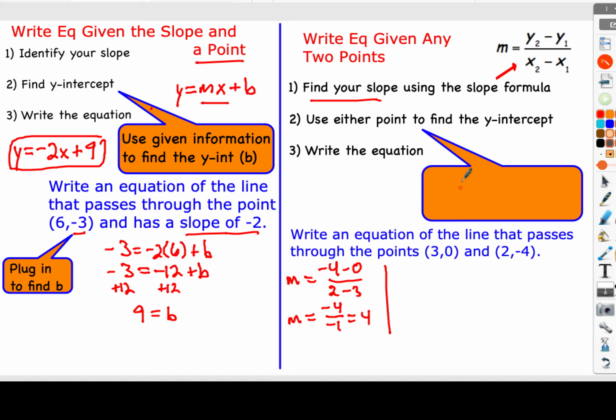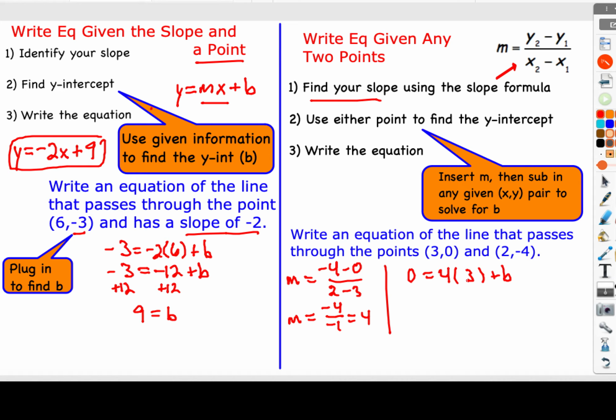Again, take either of the two given points. It doesn't matter which one. Insert m. So we're going to do that in a second. y equals m times x plus b. I can insert either point that I have here. I'm going to go ahead and pick the first one. So when y was 0, x was 3. Feel free to try this same method, but insert the other point.